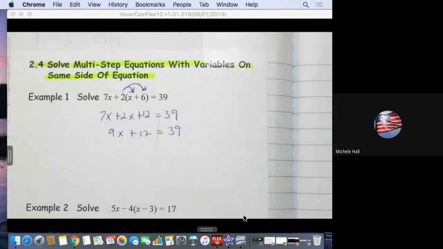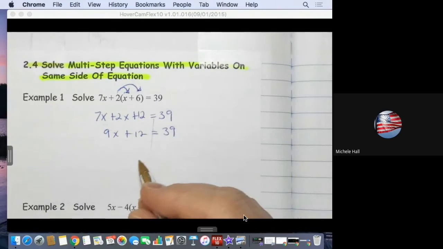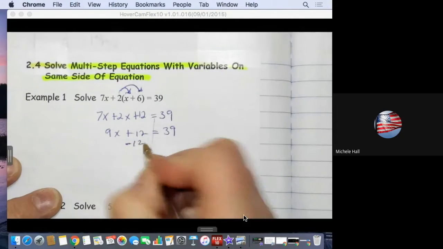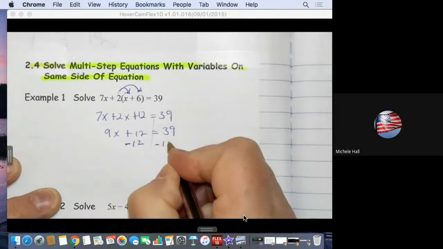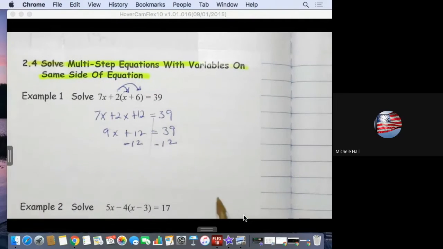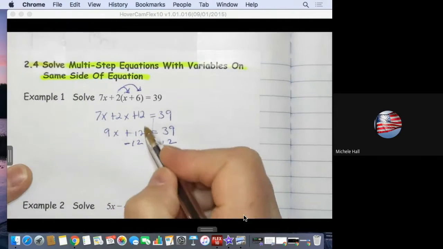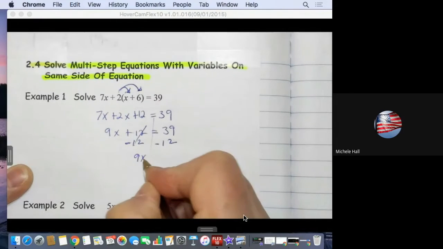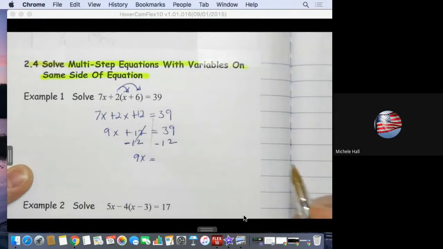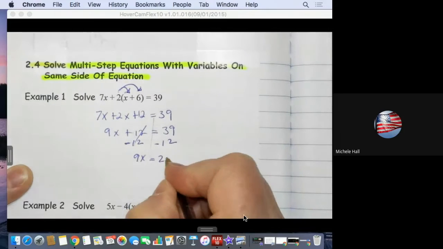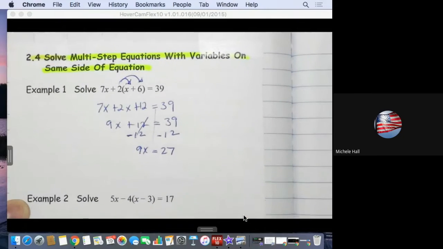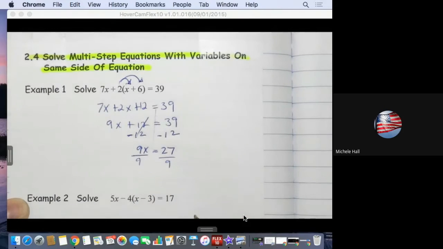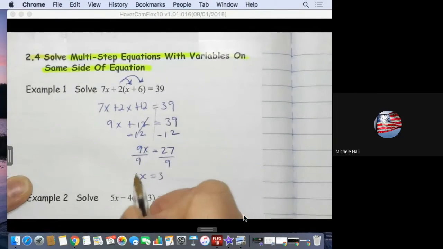And now I can start shifting across the equal sign. I need to use the inverse to do that. The additive inverse of 12 would be negative 12. Whatever I do to one side of the equation, I've got to keep it balanced by doing it to the other side of the equation. There's my 0 pairs of 12 and negative 12, and I have 9x equals 39 minus 12, which would be 27. Now I use the multiplicative inverse by dividing by 9 on both sides of the equation, and I get x equals 3.